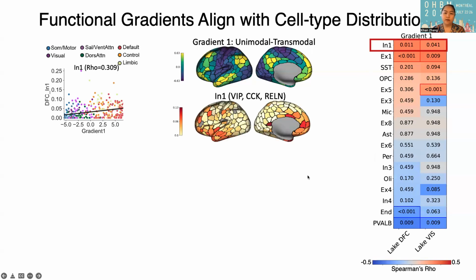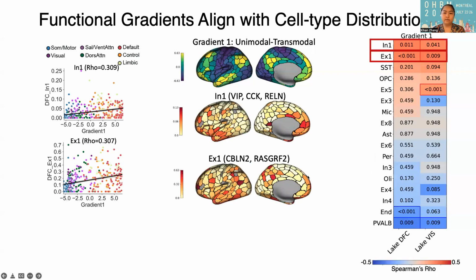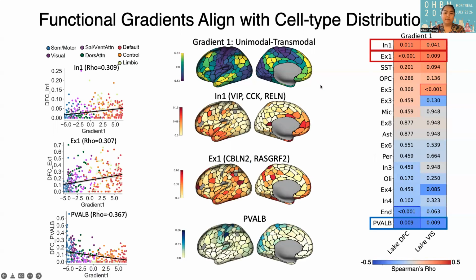Inhibitory 1 interneuron and excitatory 1 neuron are spatially anchored to the transmodal end of the first gradient, like the yellow areas, and the parvalbumin interneuron is spatially anchored to the unimodal end of the first gradient, like the blue areas.